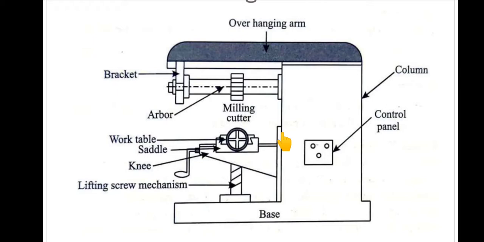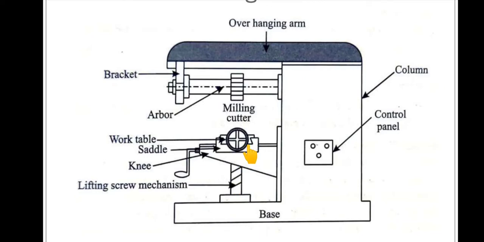Okay, so this one, as I told, the knee, slides in the vertical guideways which are placed on the column. The sliding is done by the elevating screw and knee elevating handle. You can see this one, so this is the handle. If we rotate this one, the knee can go up and down with the help of this lifting screw mechanism.